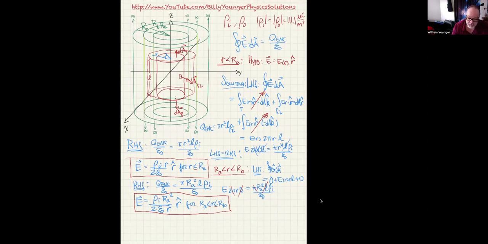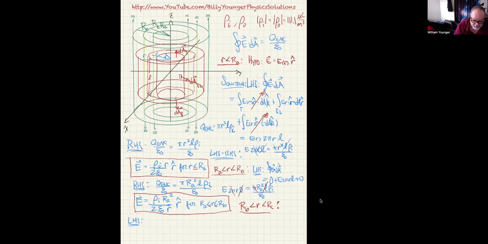All right, now we're going to try the next part, which is where we're going to have r b is less than r is less than r c. Again, this time our Gaussian surface is going to be here, of radius r, like such. Again, this radius r is the radius out to the Gaussian surface. Okay, so that's r again. And therefore, I don't enclose all of the charge. I just enclose the part of it that's inside of my Gaussian surface.